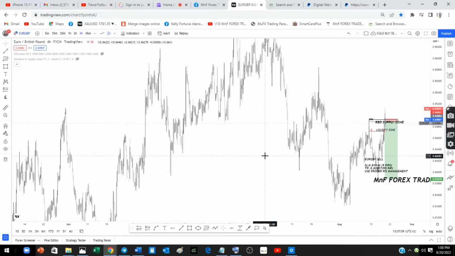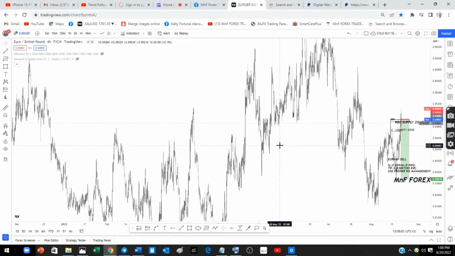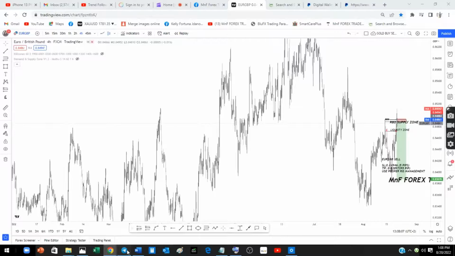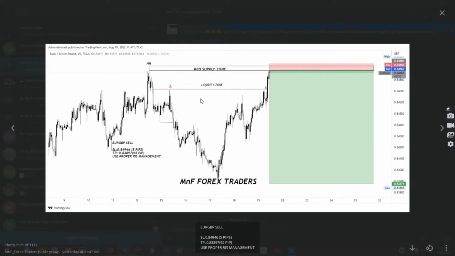I'm here with a trade breakdown of a trade we took on Friday. I was on Euro GBP on the lower time frame. This was a trade right here. As you can see, we had a really nice setup. We had a really nice presentation right here on the 45 minute time frame.